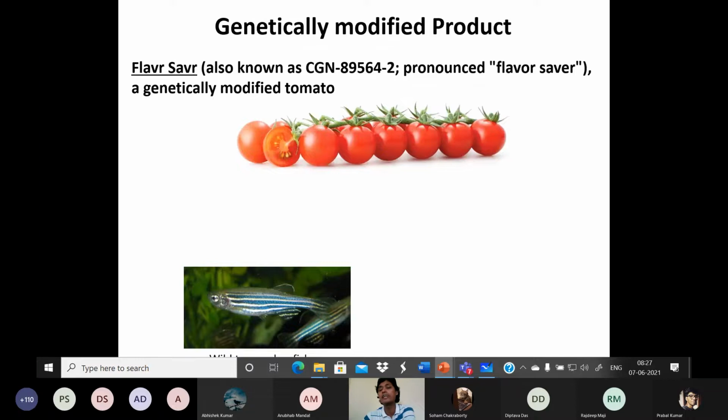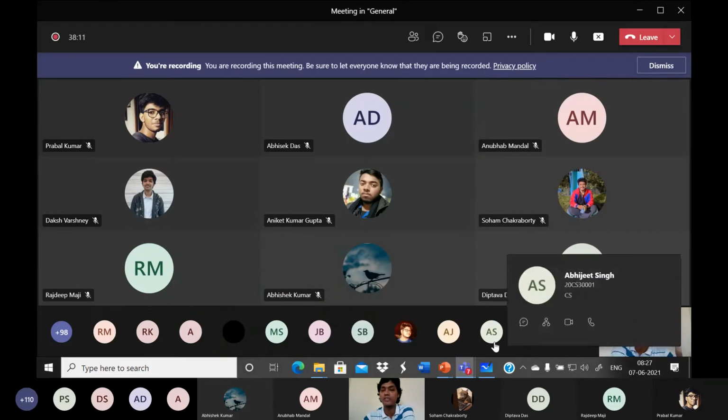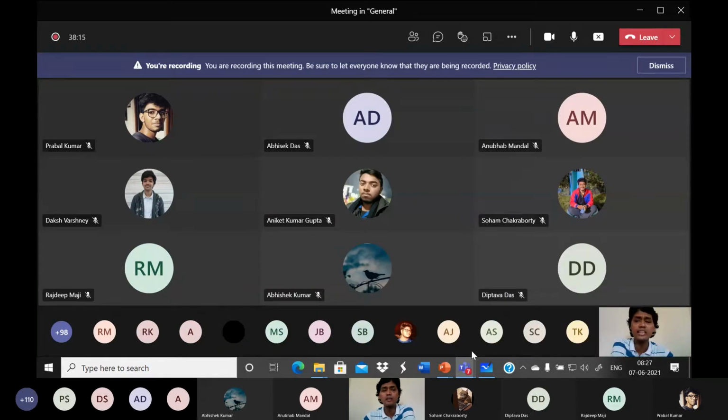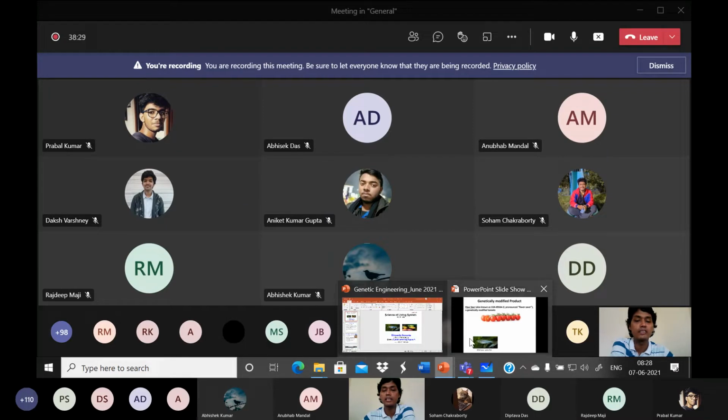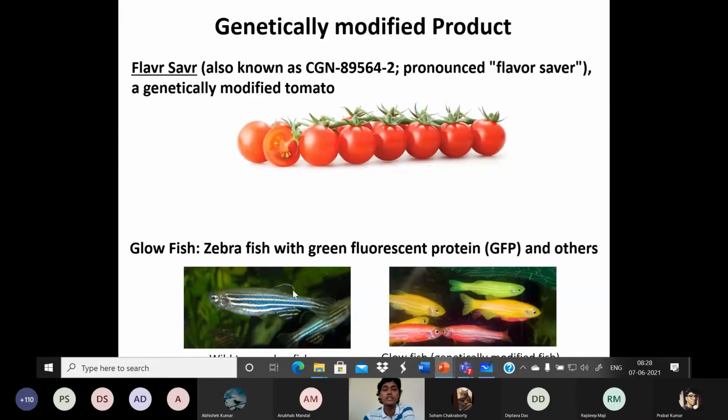But again, we are in a situation where the commercial side and all those things are also important, right? So as a result of that, this is useful, that people can keep it, even you can take some of this tomato and keep it at home for 1 month, even more than that, nothing will happen, right? So this is just one example, and the next example is glowfish.